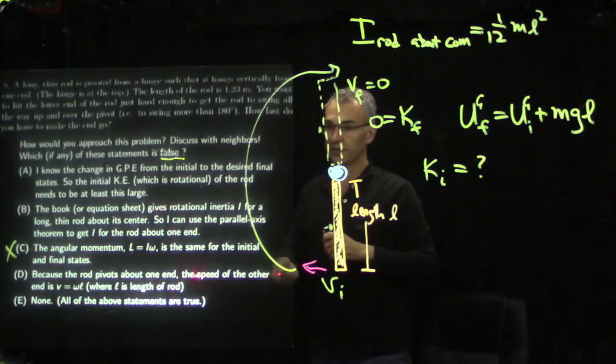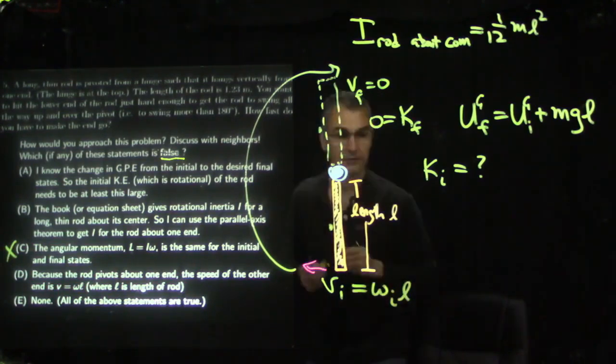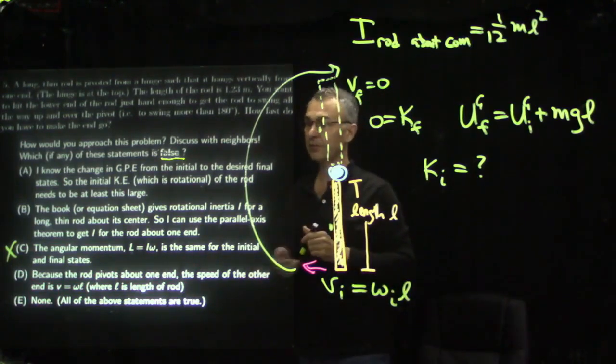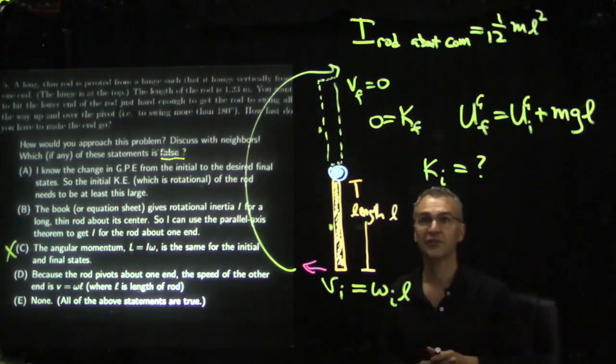Because the rod pivots about one end, the speed of the other end is v equals omega L, where L is length. Oh, that's very interesting. That's true. So this is omega times L. Well, that's good to know. Okay, yeah. So the only statement that's false is C, Charlie. But then we have to be very careful about what we call rotational, what we call translational kinetic energy. So let's think about that.